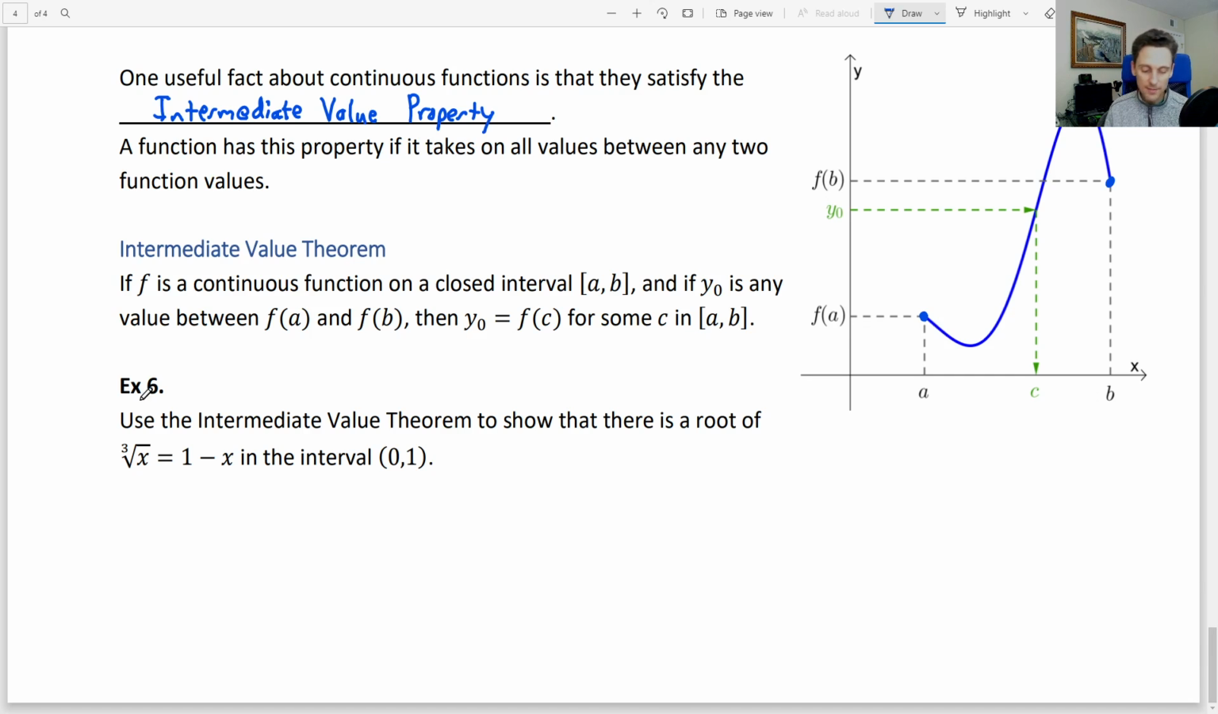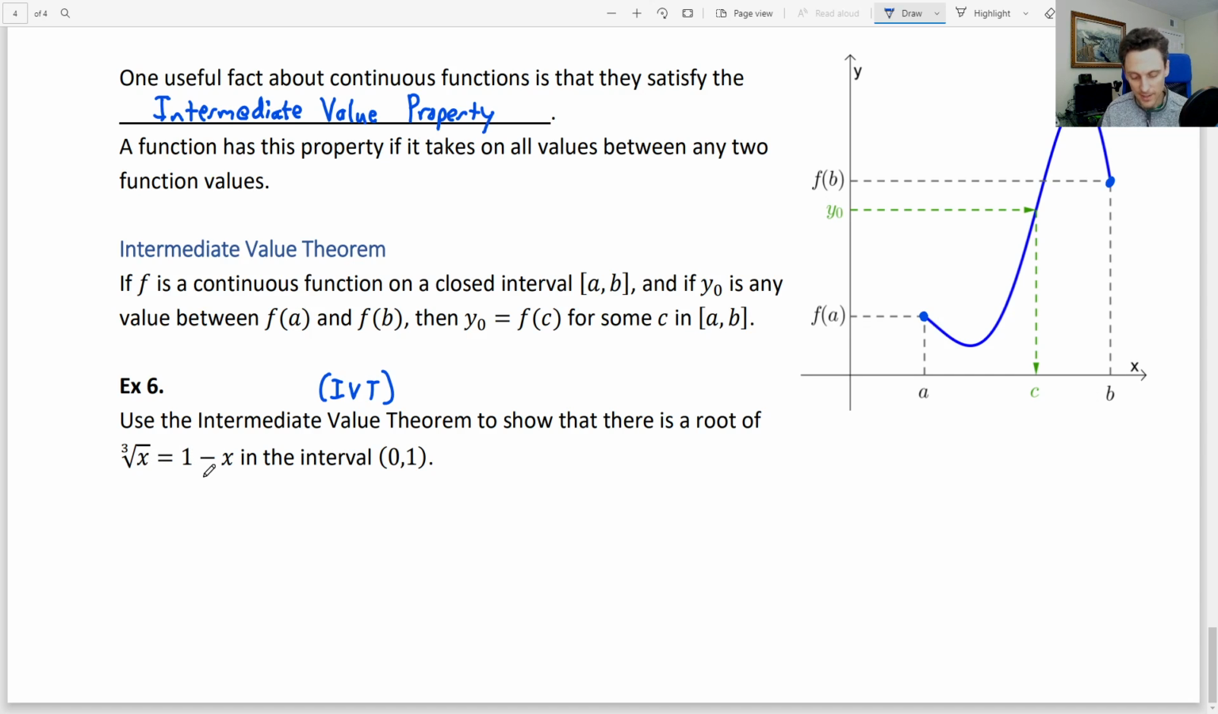Let's see how this can help us out with example 6. So example 6 says, use the intermediate value theorem. By the way, this is sometimes abbreviated IVT, because it's kind of a long thing to write out. So use the intermediate value theorem to show that there is a root of the cube root of x equals 1 minus x in the interval from 0 to 1. A root just means a solution to this equation. There's some x value that makes this equation true.